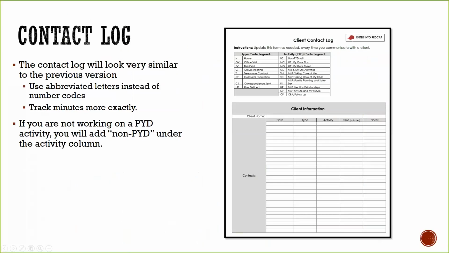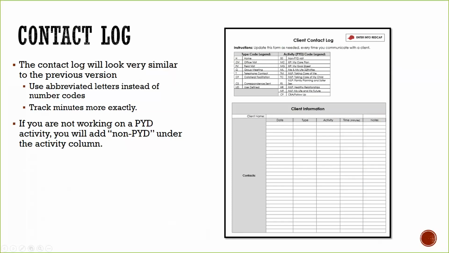So you can see for each client interaction, you will fill out the date of the contact, the type of contact using one of these legends here. Was it at home? Was it in your office? Was it out in the field? Was it a group meeting? Was it a phone conversation? Was it talking to someone on their behalf? Was it a letter, an email, or another category?